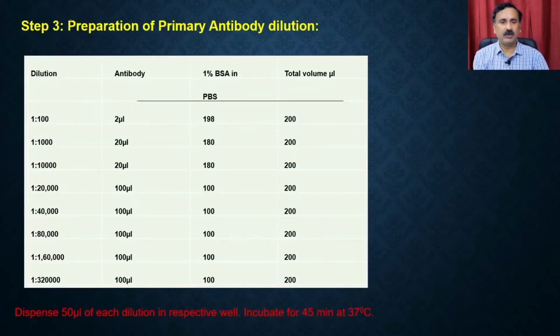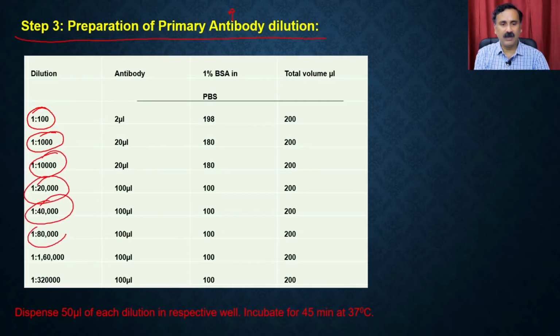Then you are going to prepare the dilutions. The antibodies which you get from the biological fluids, you can make dilutions. So you can make 1:100, 1:1000, 10,000, 20,000, 40,000, 80,000 dilutions, and something like that. And this is the scheme through which you can do it.